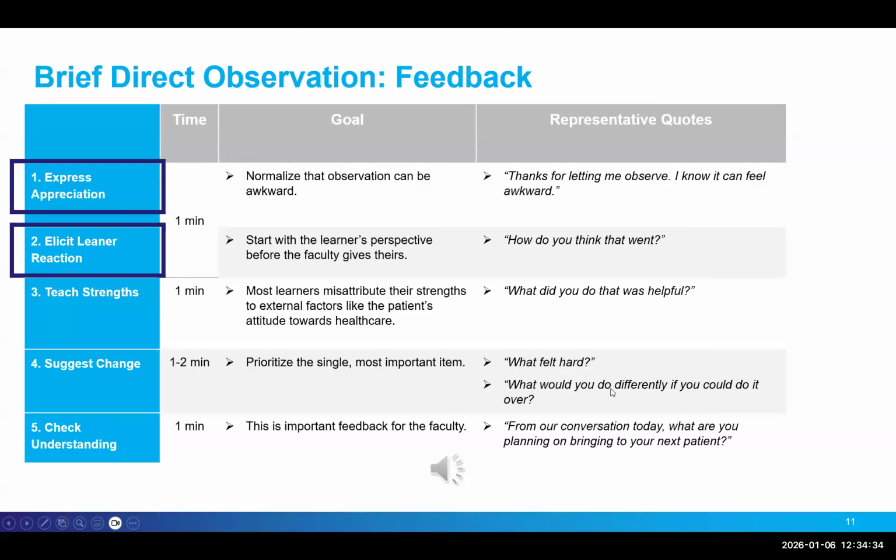Thanks for letting me sit in. I know it can feel pretty awkward to have someone watching you. Actually, it wasn't too bad. I totally forgot you were there for a minute. How do you think that went? Good. I built good rapport with her before I presented, and I think that paid off. She's also pretty health literate, and that really helped.